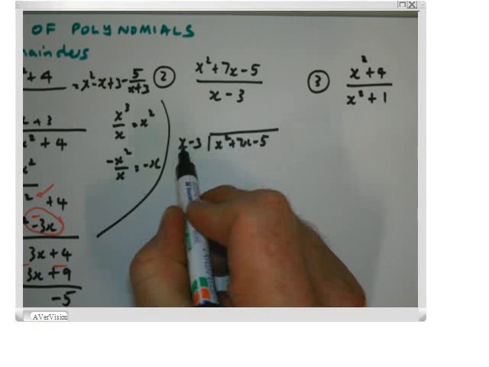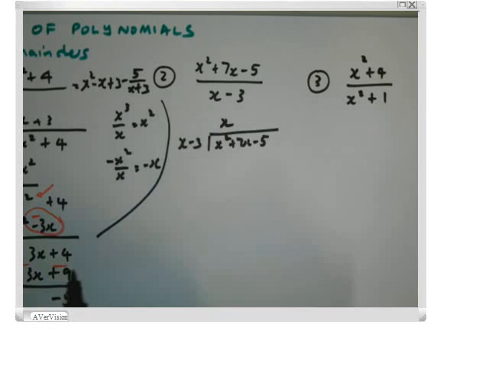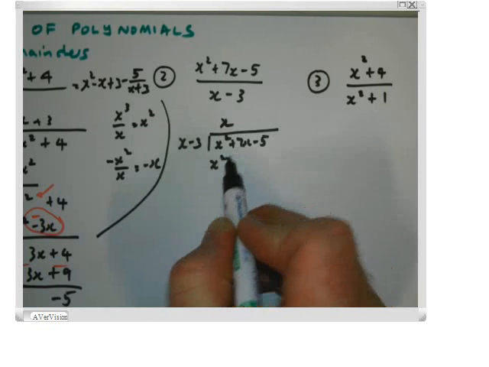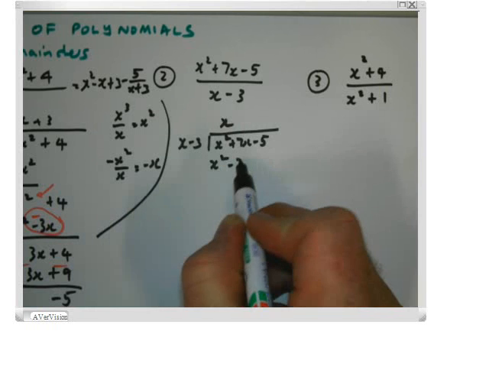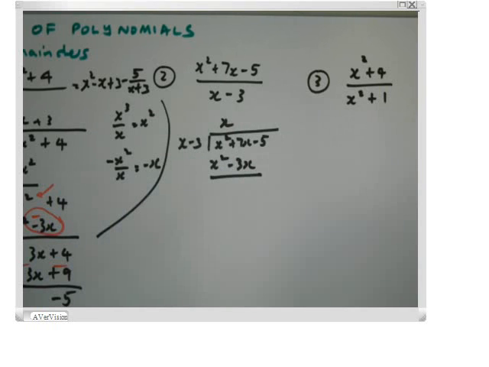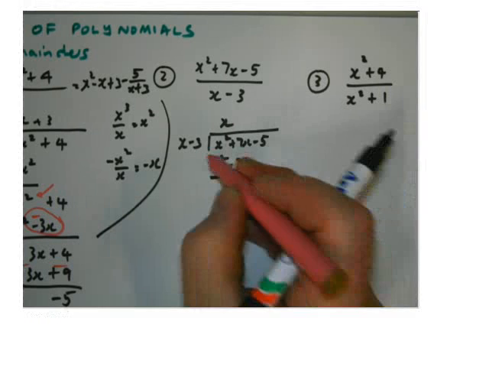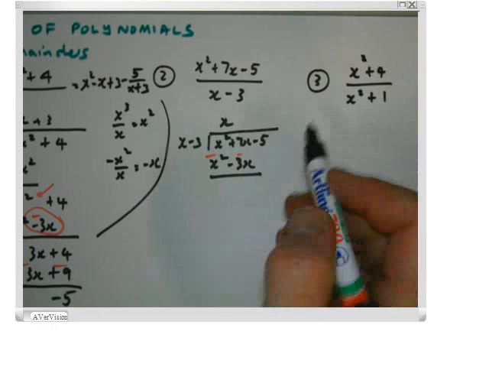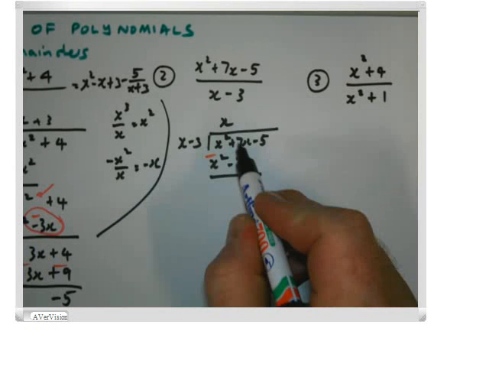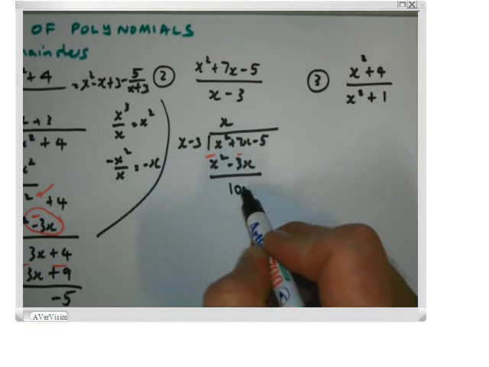x goes into x squared x times. x times x is x squared. x times minus 3 is minus 3x. Minus minus. 7x plus 3x is 10x minus 5.